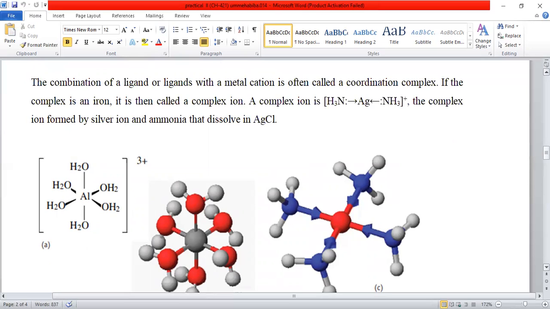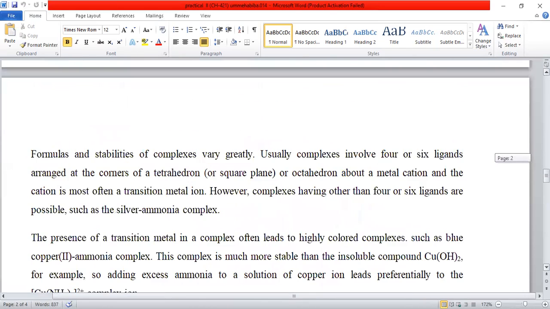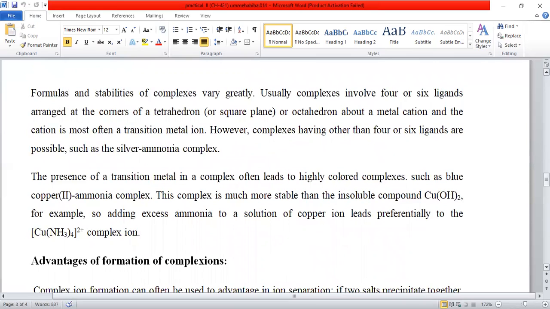It is a complex ion, formed by silver ion and ammonia that dissolve silver chloride. So formulas and stabilities of complexes vary greatly. Usually complexes involve 4 or 6 ligands arranged at the corners of a tetrahedron or octahedron about a metal cation, and the cation is most often a transition metal ion. However, complexes having other than 4 or 6 ligands are possible, such as the silver ammonia complex.